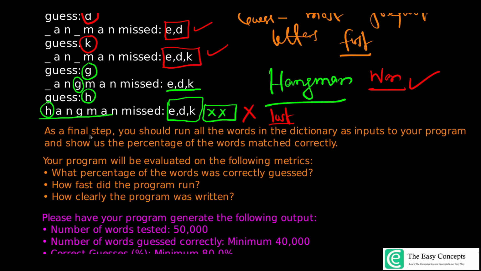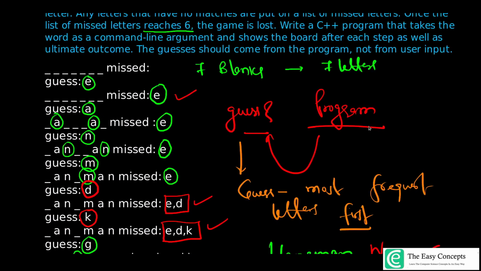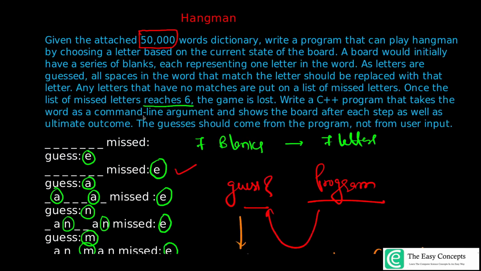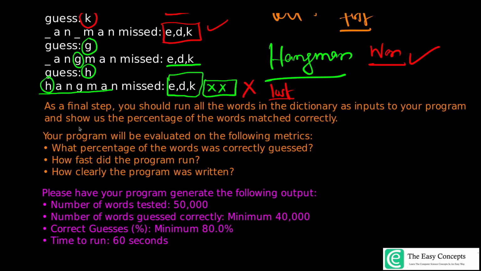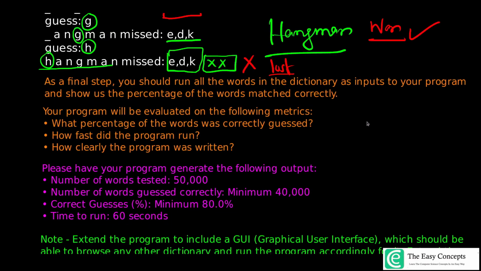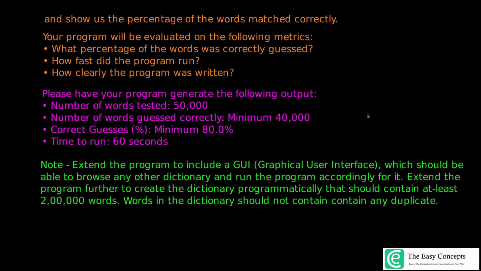Now what we expect from you, you should run all the words in the dictionary as input to your program. So this complete dictionary will be taken as input for the program, and finally you have to show the percentage of the words that have been matched correctly. So what percentage of the words was correctly guessed, how fast did the program run, and how clearly the program was written. So all these things should be checked.